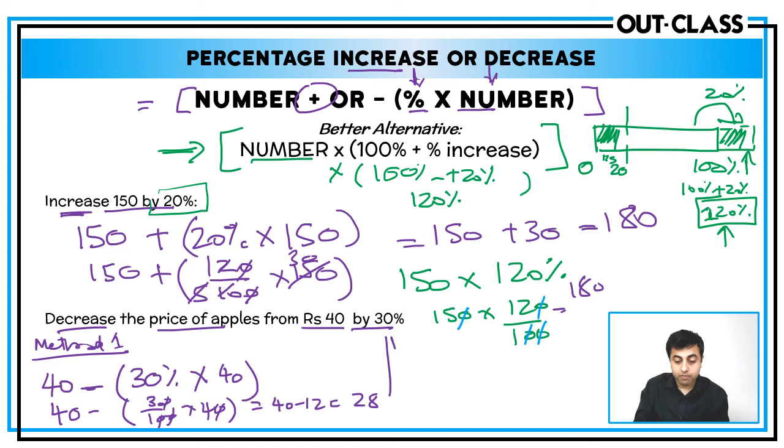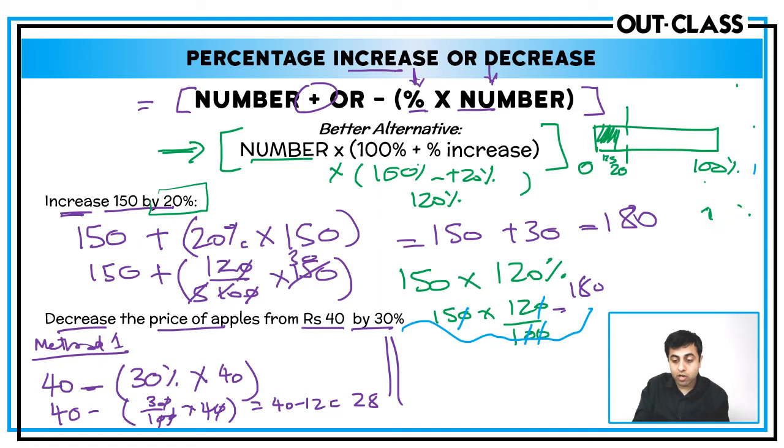Method 2 is the shortcut I'd mentioned, which is if I'm decreasing, let's go back to this. This was increase. If I was decreasing something by 30%, I'm saying, we have this block which is 100. What if I cut off 30% from here? I'm decreasing by 30%. What will be left? Well, it'll be 70% is left.